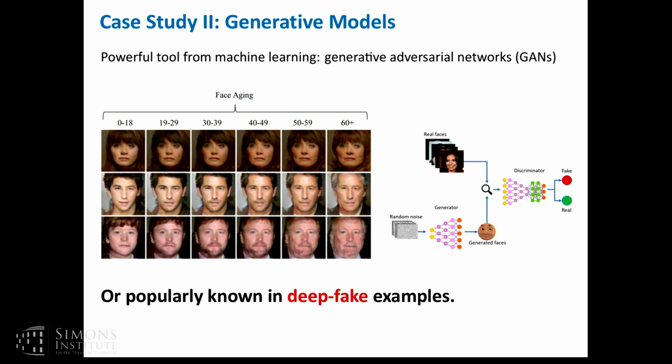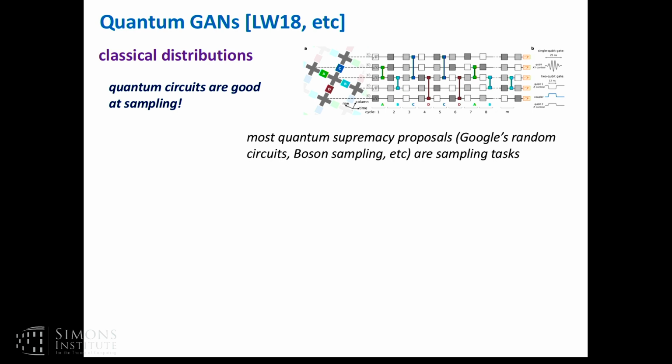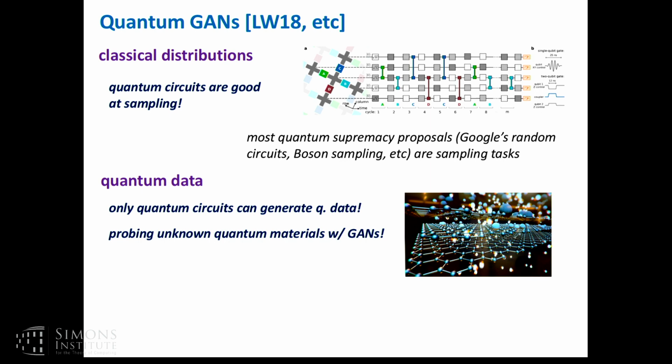And there has been a proposal to use quantum for this kind of task to generate distributions. And why would you do that? For a classical distribution, using quantum to generate it is very easy to see because quantum circuits are good at sampling. If you look at all these quantum supremacy proposals, they're all sampling tasks, because that's the domain where we should expect quantum can do better. And you can also think about generating quantum data. By definition, only quantum circuits can generate quantum data, so you need a quantum device to do that.